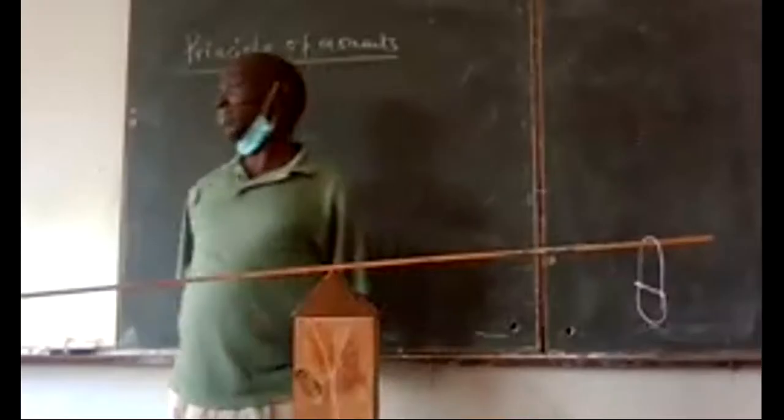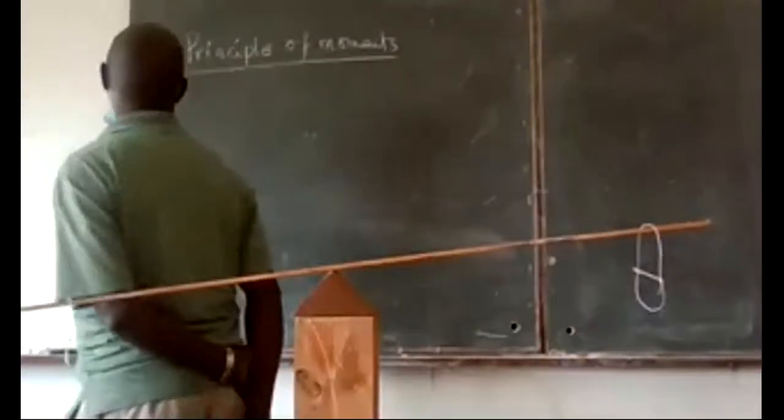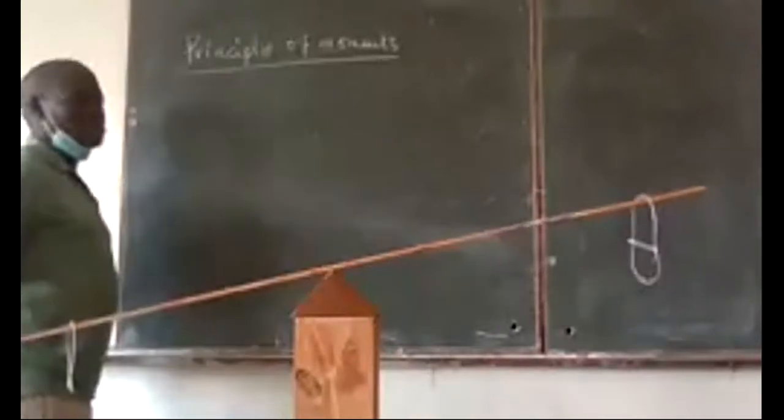Johanna: The body is in equilibrium when the meter rule is balanced. So equilibrium is when the body is balanced, when our body is at its state of rest. And when you're working, it must be balanced.